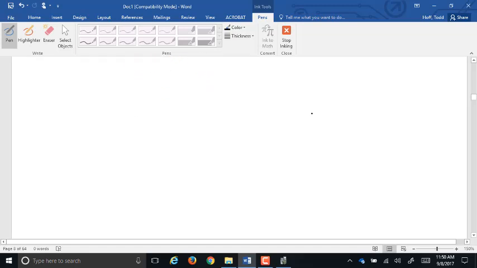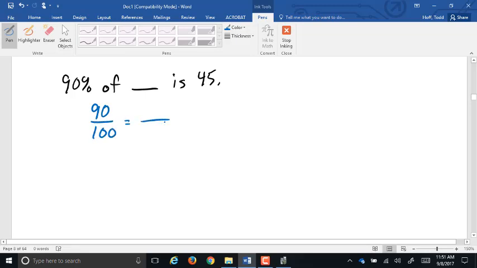So we might have 90% of blank is 45. Where do we start? 90% is 90 over 100. 45 is on top. The "of blank," assume that's out of blank, so the blank goes on bottom.